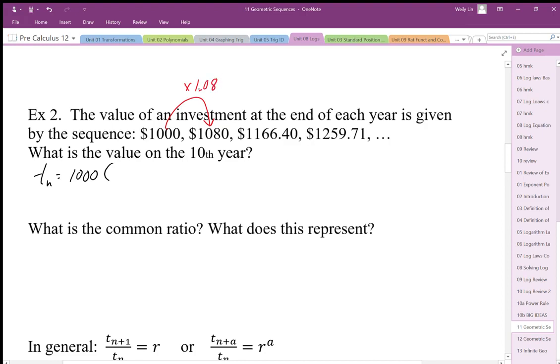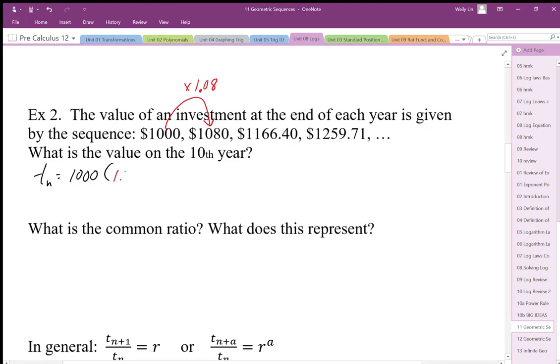And I should be very careful because I have to make sure that my multiplier is the same between all the terms. Otherwise, it's not a geometric sequence. So I'm just going to double check this. I'm going to do 1166.4 divided by 1080, and I get the same multiplier of 1.08. Okay, so I'm pretty confident that that's a geometric sequence.